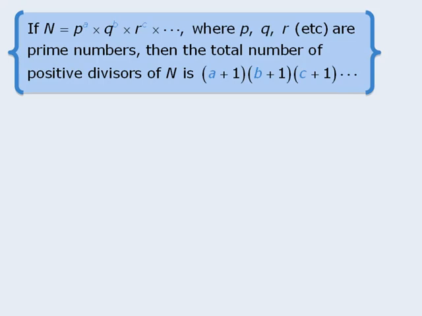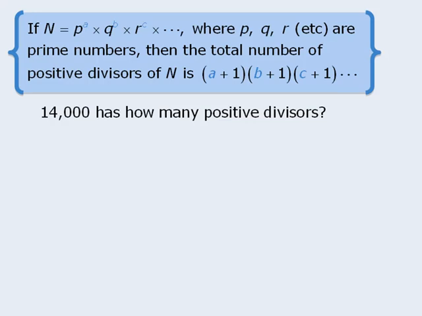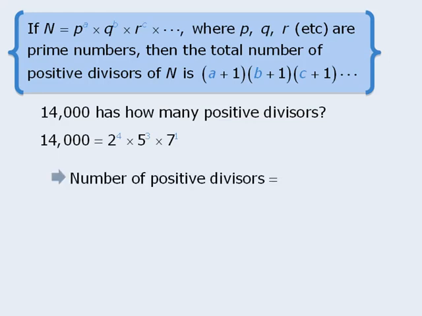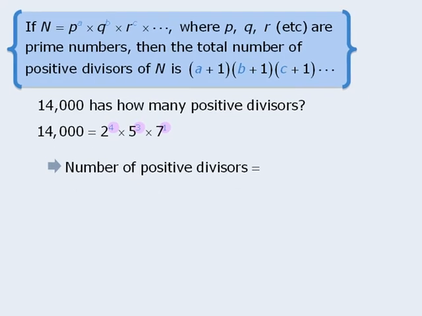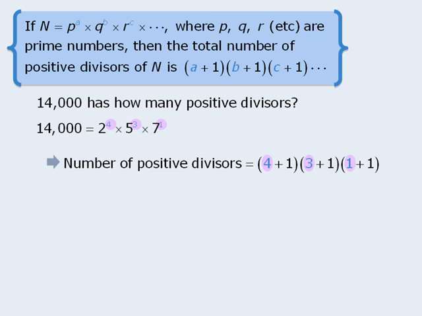So now let's apply this technique to find the number of positive divisors of 14,000. So first we will find the prime factorization of 14,000. And now to find the total number of positive divisors, we will take all of the exponents here and increase each of them by 1 before finding their product. When we evaluate this, we get 40, so 14,000 has 40 positive divisors.